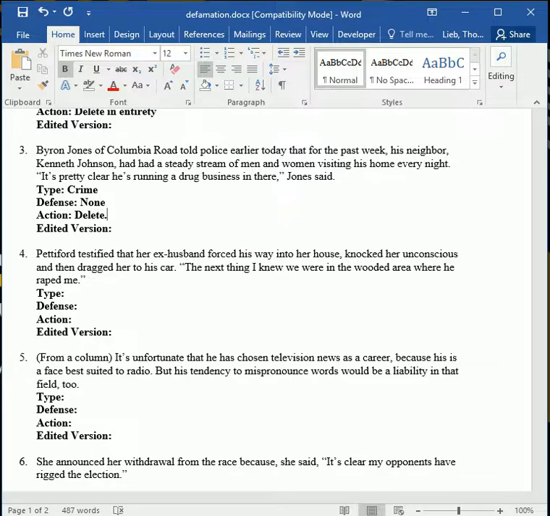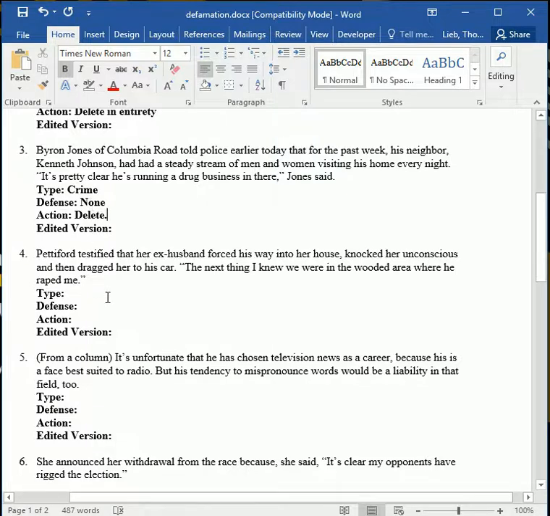Now, what about the idea that it's in a quote? So we could say someone said it. Well, attribution, as the chapter says, means nothing. Because if that was the standard, we can publish anything that someone says, then we essentially wouldn't have any defamation laws.